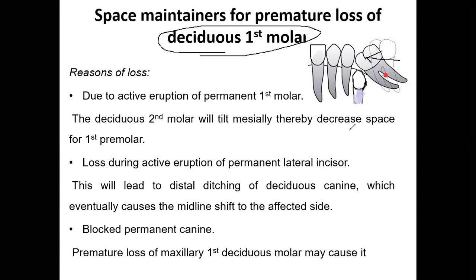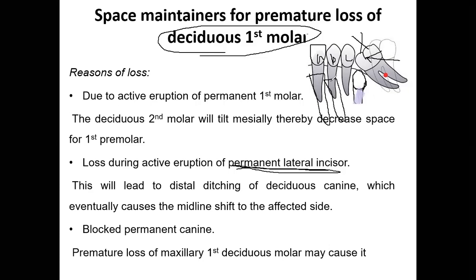There is another consequence if the deciduous first molar is lost. What will happen? The erupting permanent lateral incisors. For example, this is A, this is B, or this is C. Here is the permanent central incisor, which will be erupting. Here is the lateral incisor, which will be erupting into the oral cavity. What will happen when the first deciduous molar is lost before time?